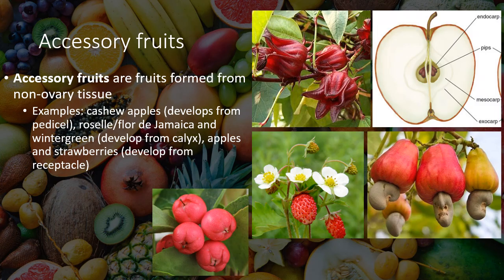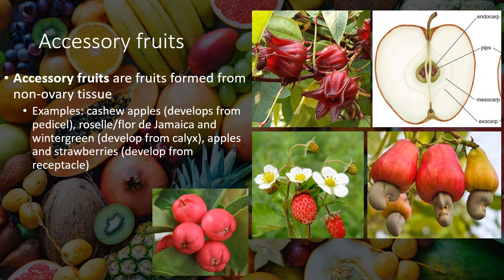And these kind of taste like cranberries, and they're used to make a really refreshing summer beverage. But when we look at them, the fleshy portion is actually kind of a ripened fleshy calyx. The ovary is contained within, but the calyx actually makes the majority of the fruit.